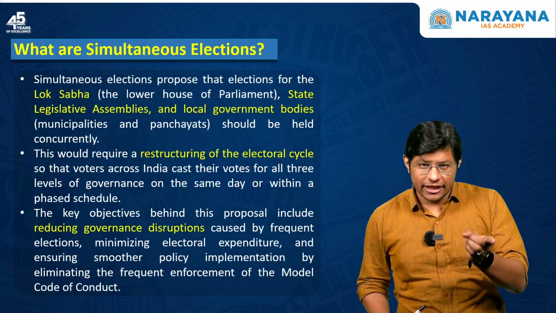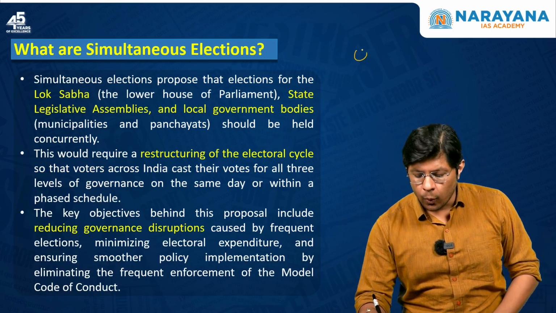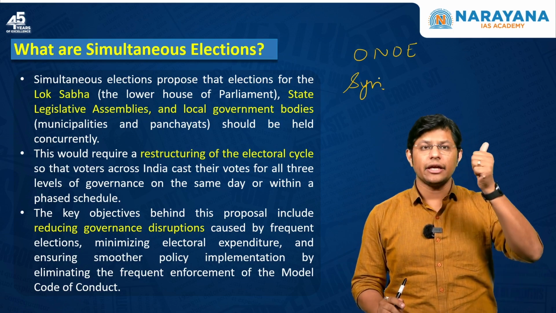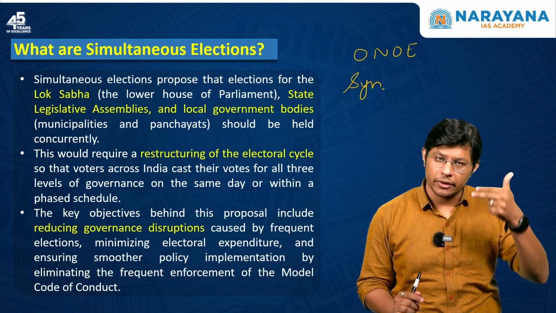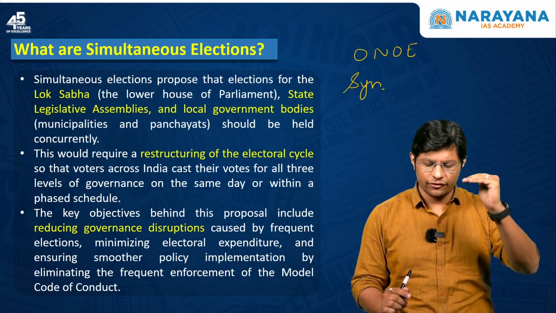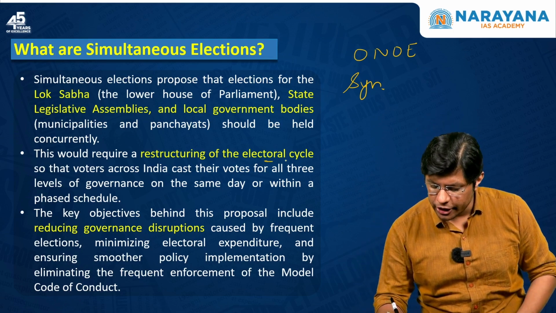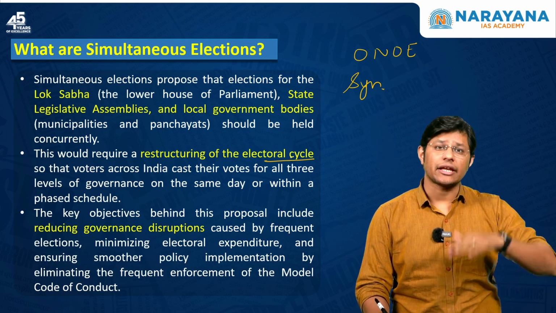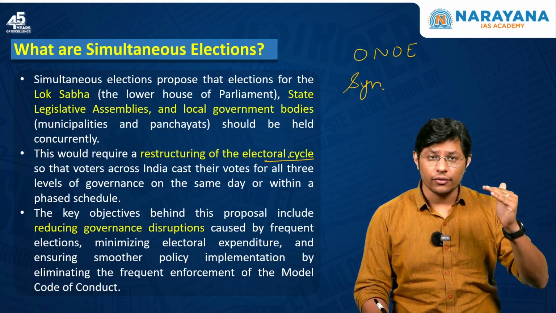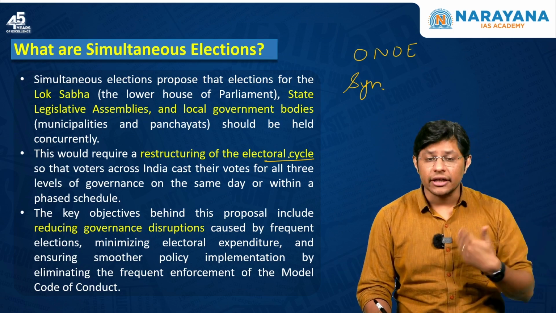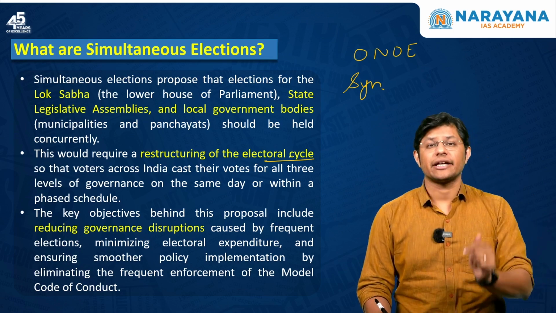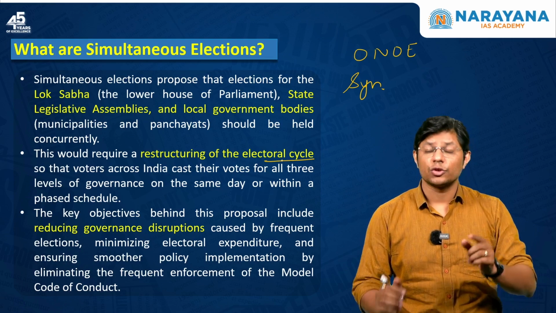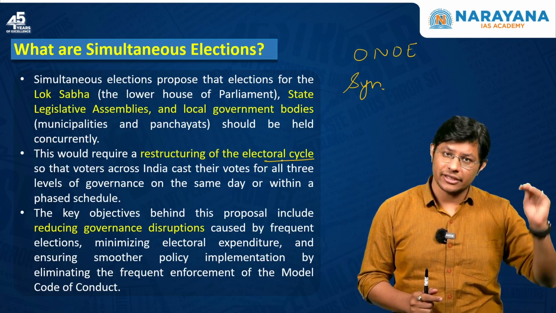So as I told you, simultaneous elections, one nation, one election, or synchronous elections all mean one and the same. And what does it mean? That the Lok Sabha, State Assembly and the local government elections will be held concurrently, on the same day or in a phased manner. Now this requires restructuring of the electoral cycle. We all know that as of now, elections for Lok Sabha, State Assembly and local bodies are held at different times. But to hold these elections concurrently, we need restructuring of the electoral cycle, which means we have to curtail the duration of the state assemblies so that they coincide with the Lok Sabha election date or year.